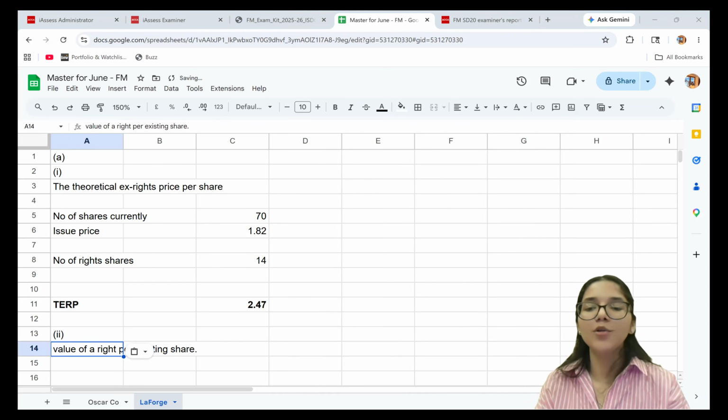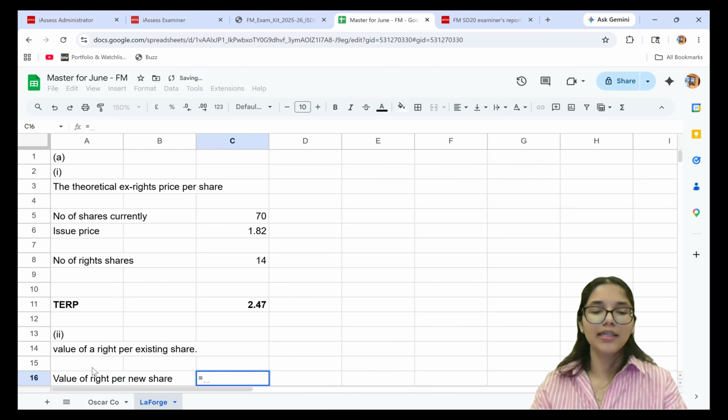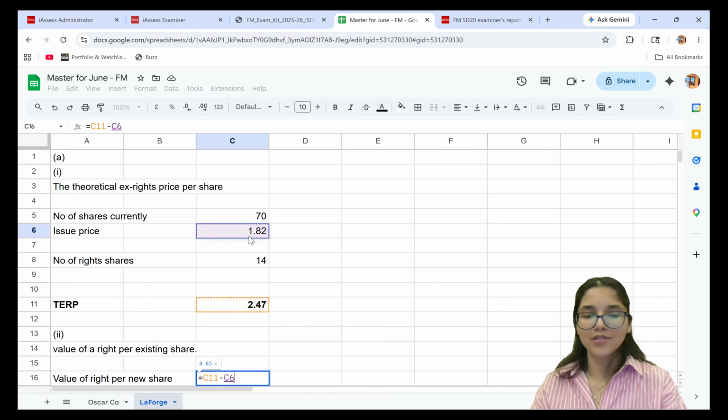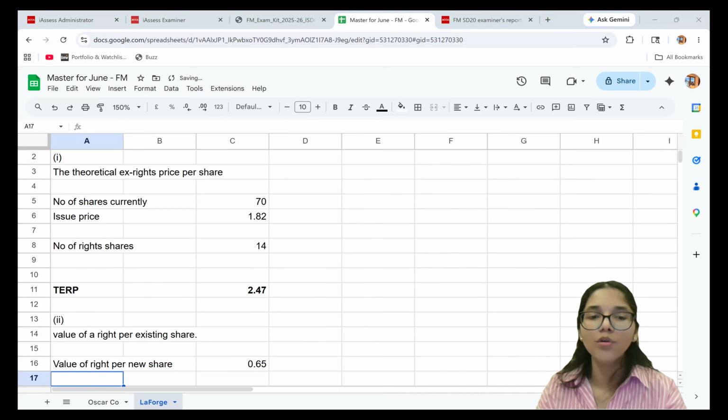Value of right per new share I need first. It's the TERP minus the issue price. So I go to my workings. Value of right per new share is actually equal to the TERP minus the issue price. So this is my issue price. That means $0.65 is the value of a right per new share.